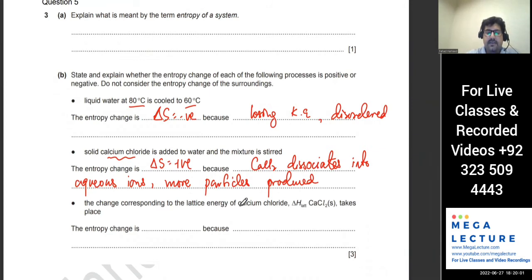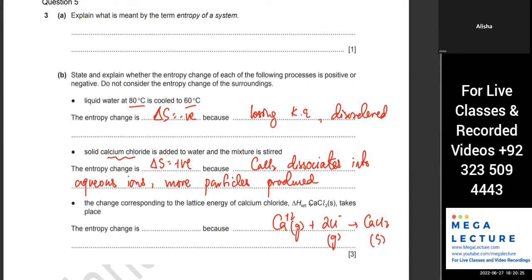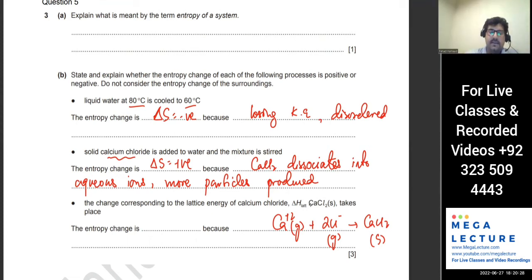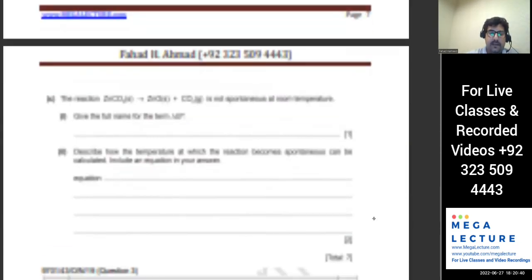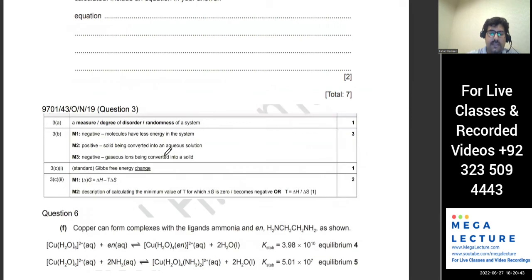The change corresponding to the lattice energy of calcium chloride takes place. You haven't studied lattice energy yet, but this is the equation for lattice energy. So is this less disorder or more disorder? Less. Why? Because the number of gas particles is decreasing. Gaseous ions are turning into a solid ionic lattice. So delta S is negative, right? I'll check. Gaseous ions are being converted into a solid.